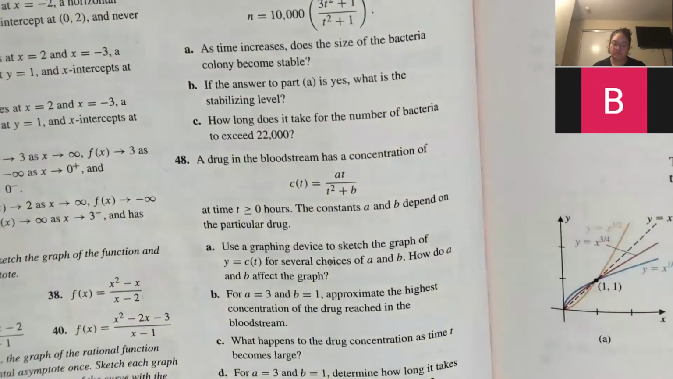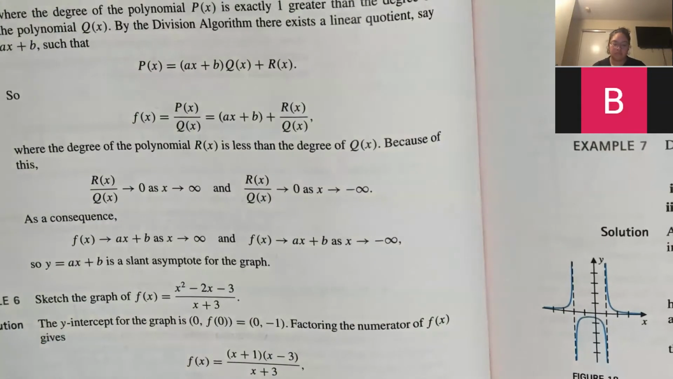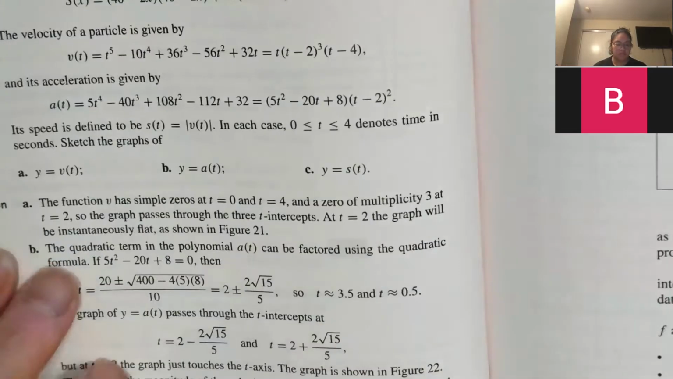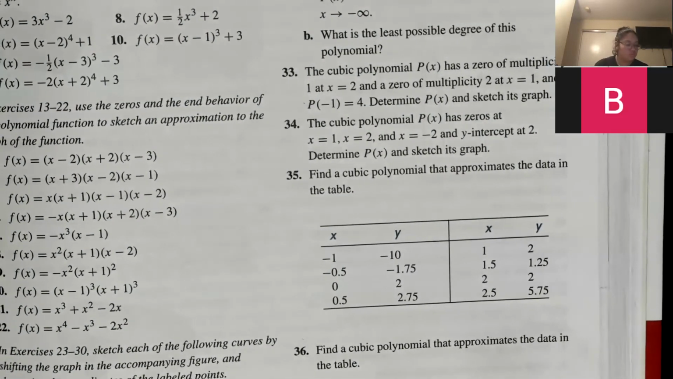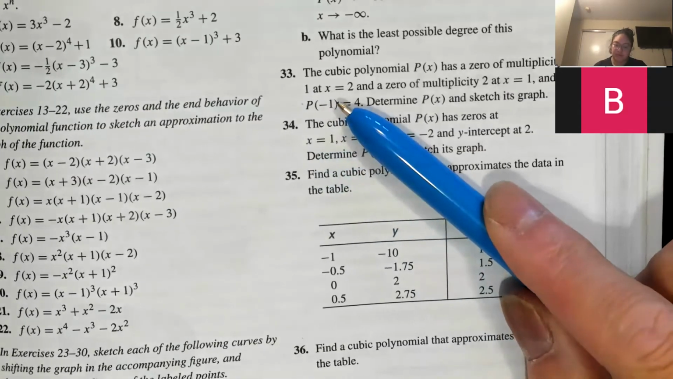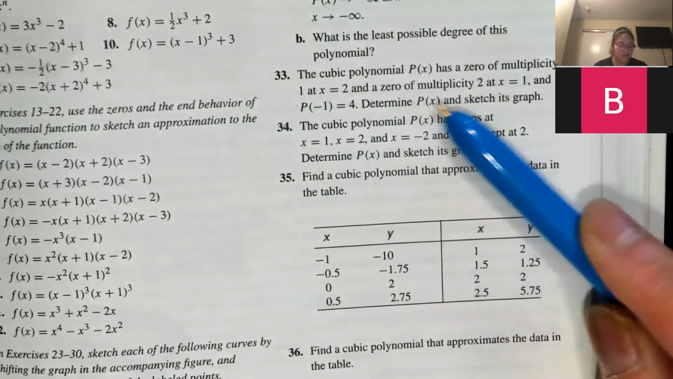Okay, I got a request for 3.2, number 33. The cubic polynomial has a 0 of multiplicity 1 at x equals 2, and a 0 of multiplicity 2 at x equals 1, and p of negative 1 equals 4. Determine p of x and sketch its graph. Okay. So how do I do that?